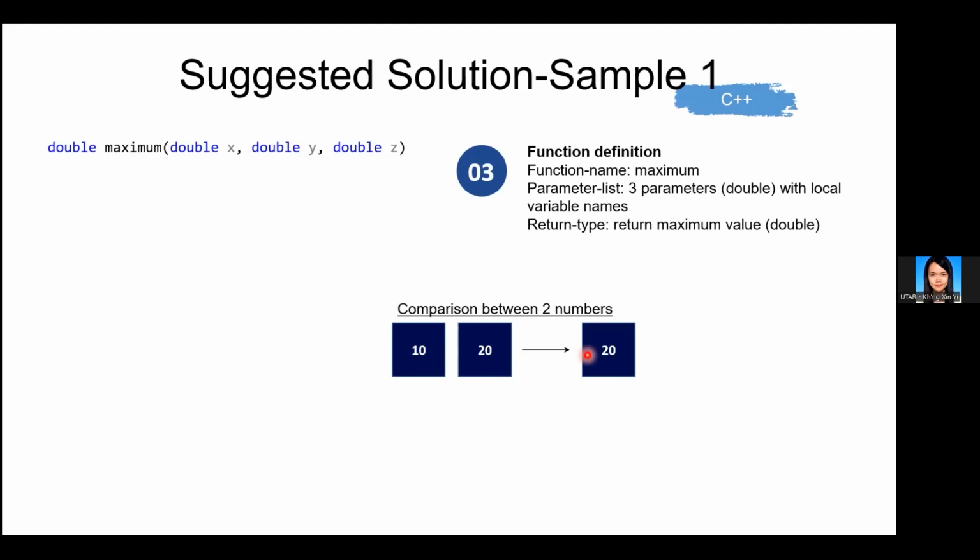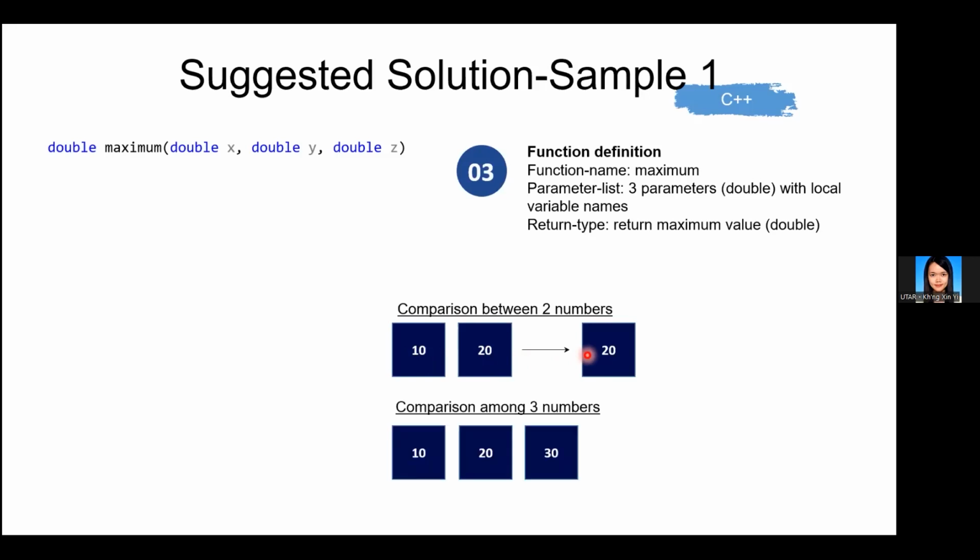But how can we do the comparison between the three numbers? Can we use the same concept? Yes. What we can do is focus on comparing the first two values first. If I compare the first two values, 10 and 20, of course, I'm going to get the maximum of 20, right? Because 20 is the current maximum between these two values. And then I will gather 20 here.